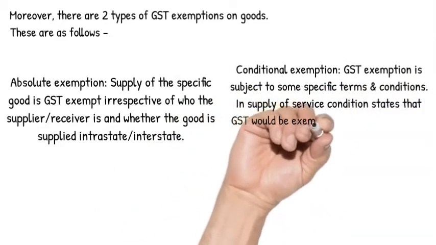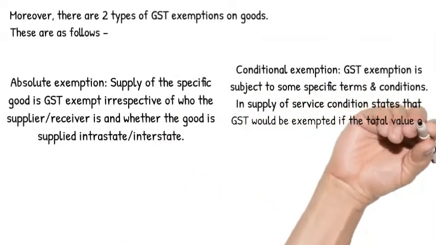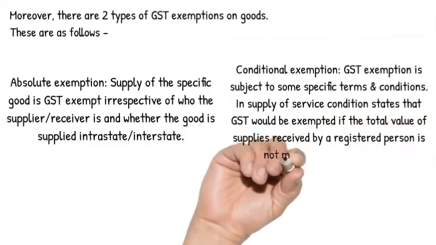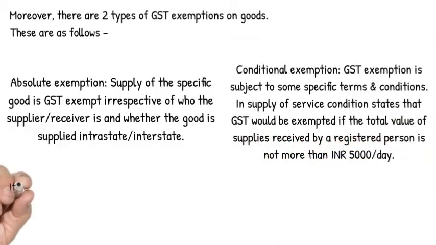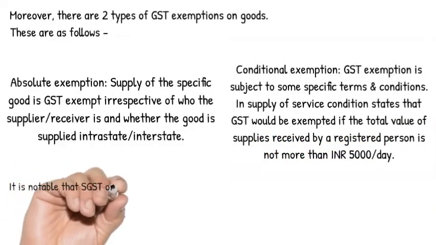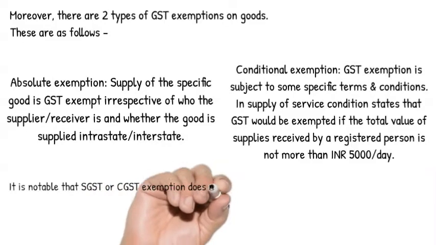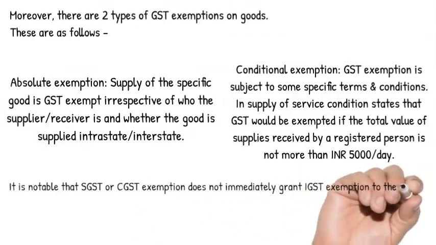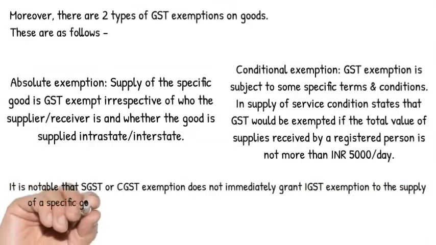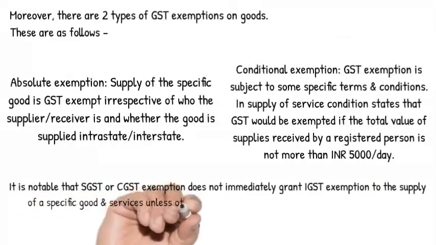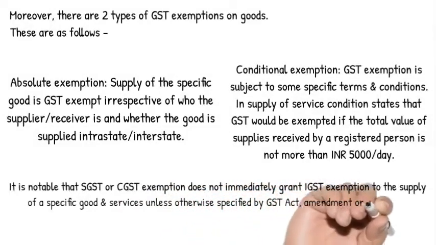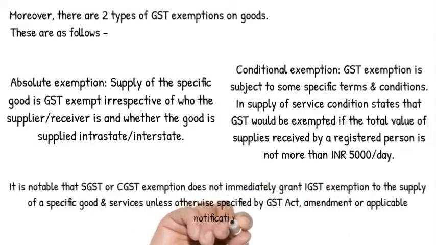In supply of services, a condition states that GST would be exempted if the total value of supplies received by the registered person is not more than INR 5,000 per day. It is notable that SGST or CGST exemption does not immediately grant IGST exemption to the supply of specific goods and services, unless otherwise specified by the GST Act, amended or applicable notification.